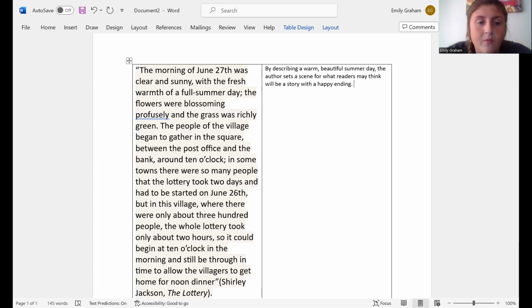Now, the people of the village began to gather in the square between the post office and the bank around 10 o'clock. In some towns, there were so many people that the lottery took 2 days and had to be started on June 26th. But in this village, where there were only about 300 people, the whole lottery took only 2 hours. So the way that they describe the village seems very normal. The author describes the village as a very average American town.